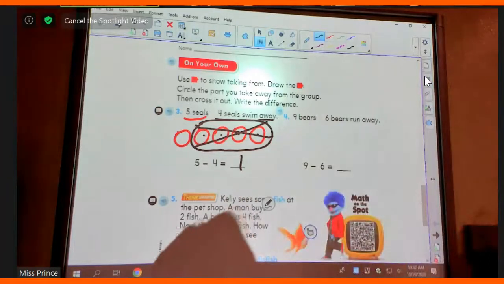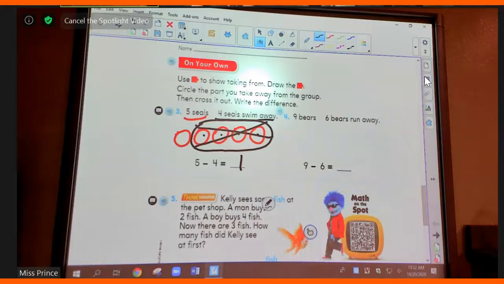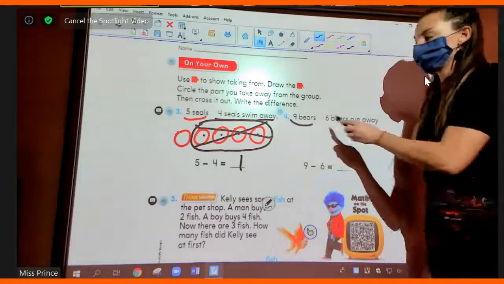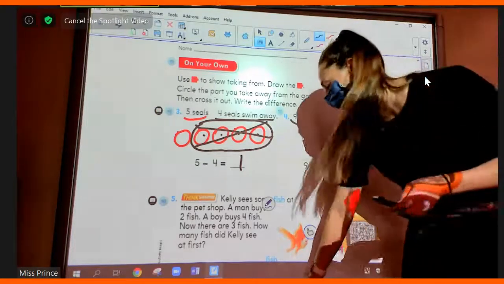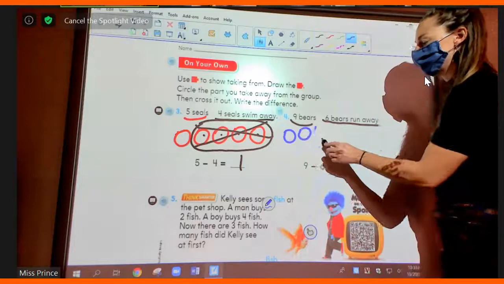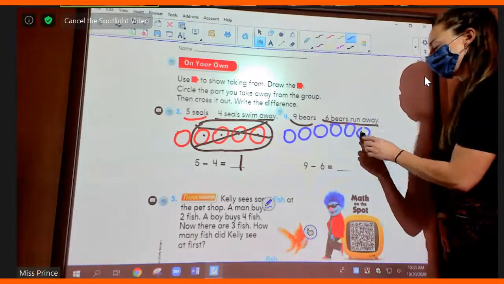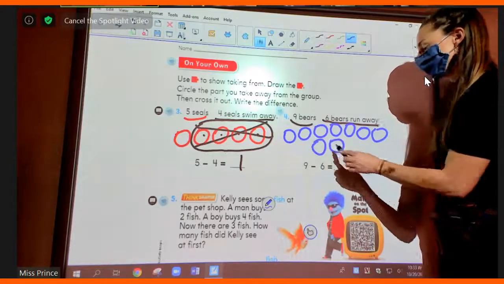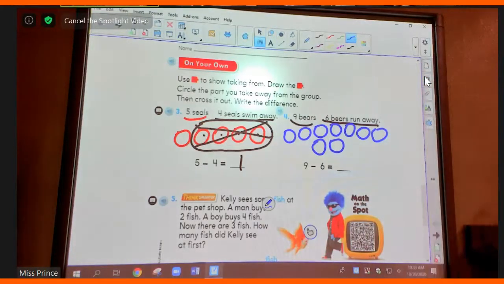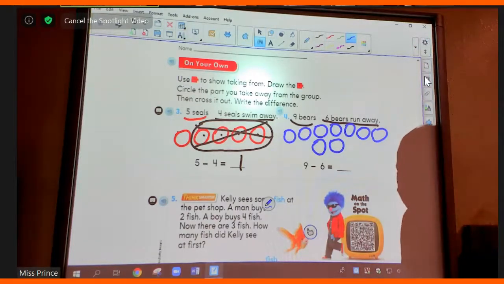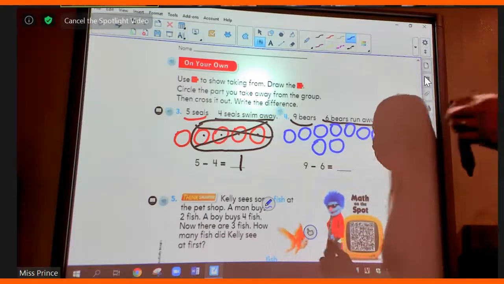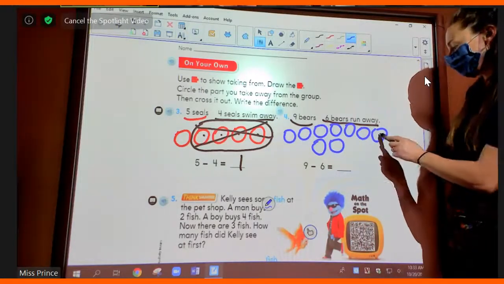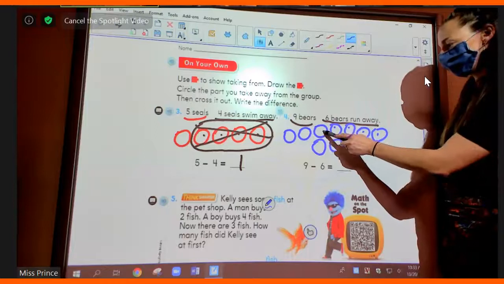Okay, one more problem, and then we have a math on the spot. Okay, this problem is for Liam. Liam, I have 9 bears. 6 bears run away. How many do I start with? 9. So we're going to draw 9. Ready? 1, 2, 3, 4, 5, 6, 7, 8, 9. Okay, this next part is for Kieran. Kieran, 6 bears run away. How many do I get rid of? 6. 1, 2, 3, 4, 5, 6.